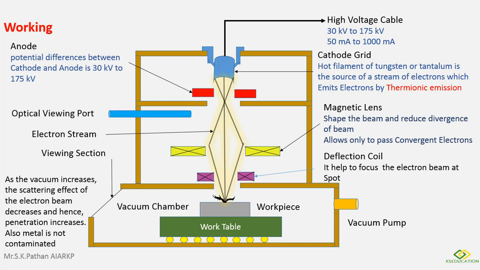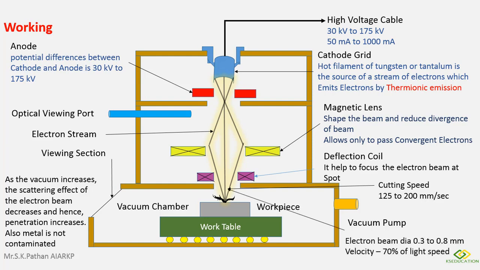An optical viewing port is provided to monitor the process. A cutting speed at a rate of 125 to 200 mm per second is provided. Here, the diameter of the electron beam is 0.3 to 0.8 mm. Because of that only, this machine is applicable to create tiny holes in the object. The velocity of this electron beam is 70% of the speed of light.